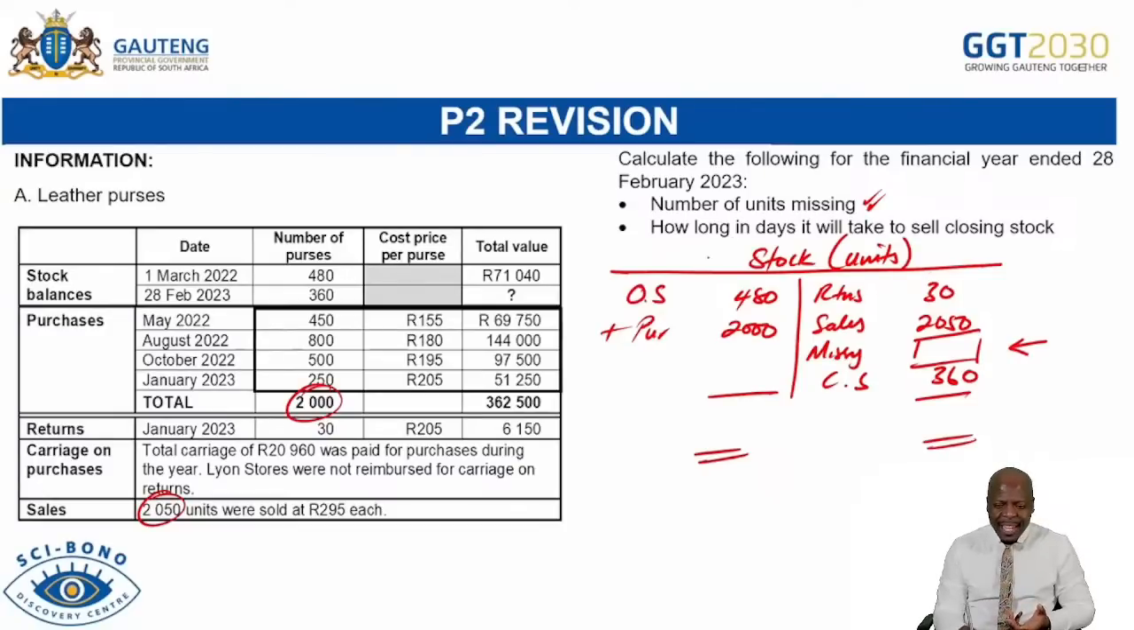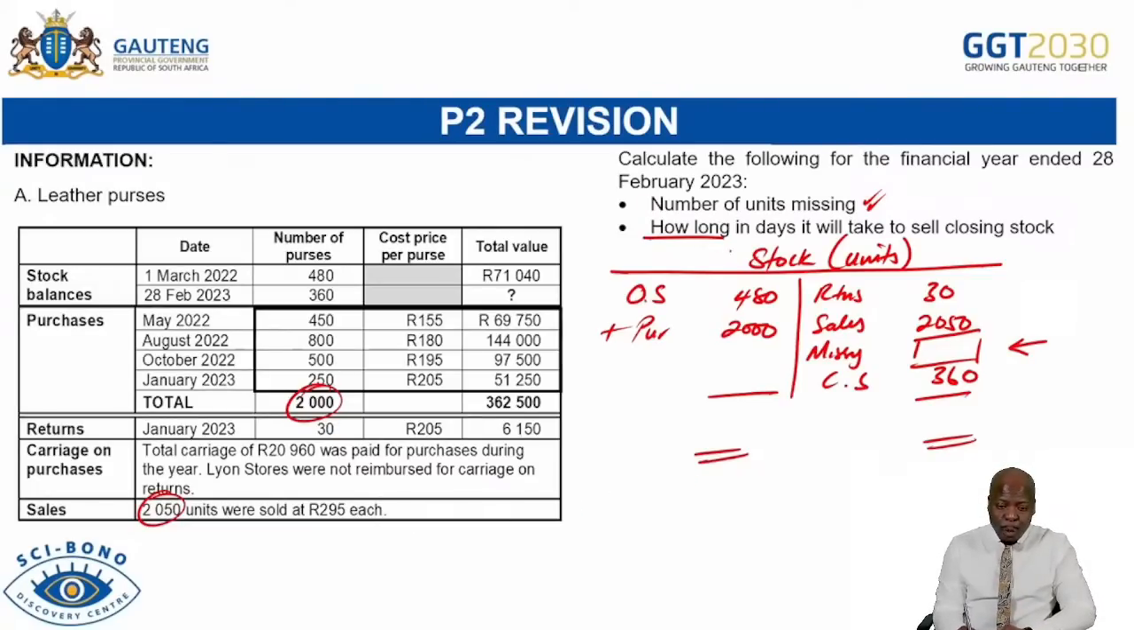How long in days it will take to sell the closing stock? That is another financial indicator which you can find in paper 2. Remember, you also have financial indicators that you can be tested on in paper 2. All right, so it is very key that you know these financial indicators. How long in days it will take to sell the closing stock? At times they can say calculate the average stock holding period. It is all indicators that you can also calculate.